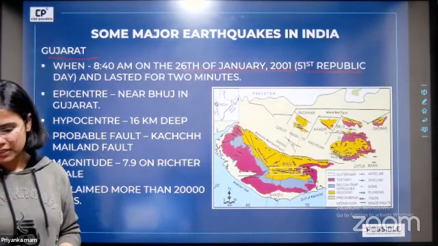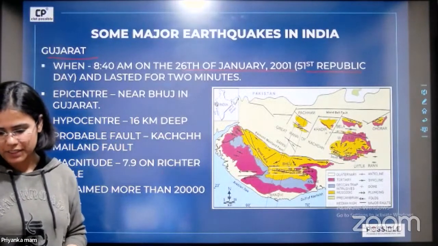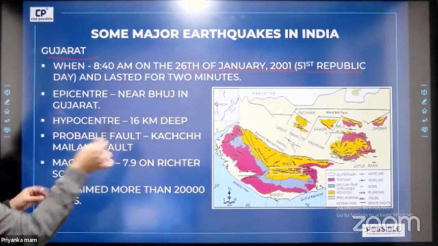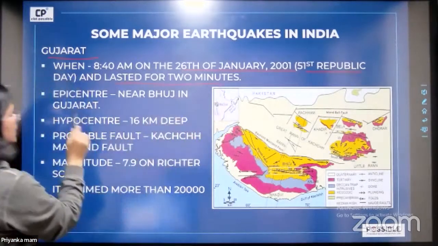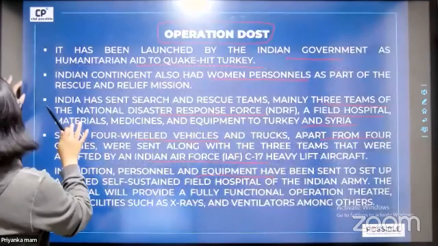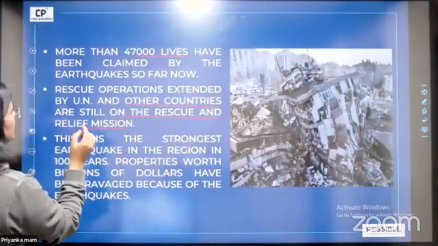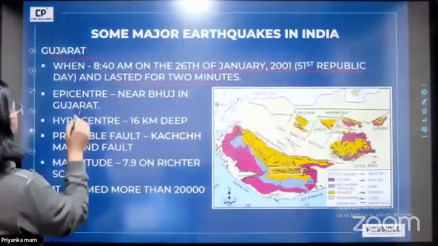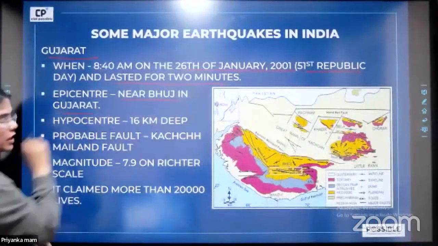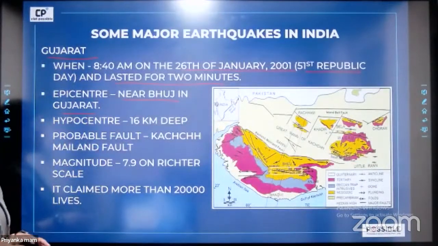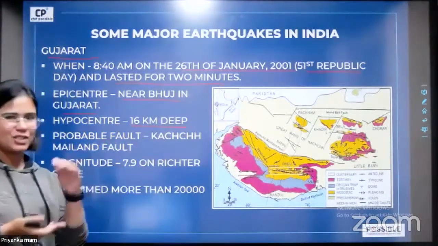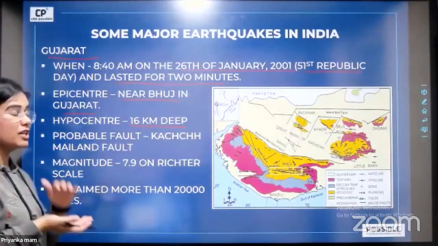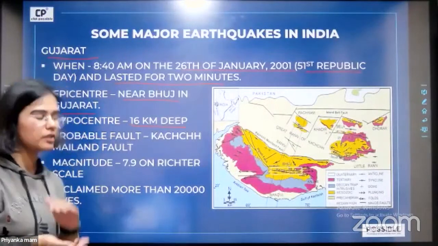Hotter because of molten state. Absolutely 100% correct, right? So this was the 51st Republic Day, and it lasted for about 2 minutes. Epicenter. So this is near the earthquake that took place in Gujarat. The hypocenter was 16 kilometers deep. This is also relatively shallow in nature, and hence the devastation was a lot, right?